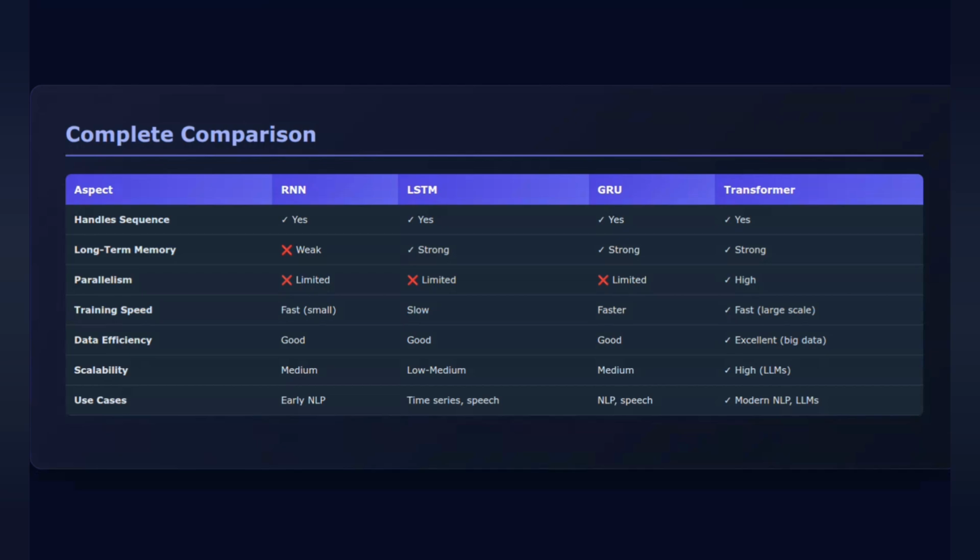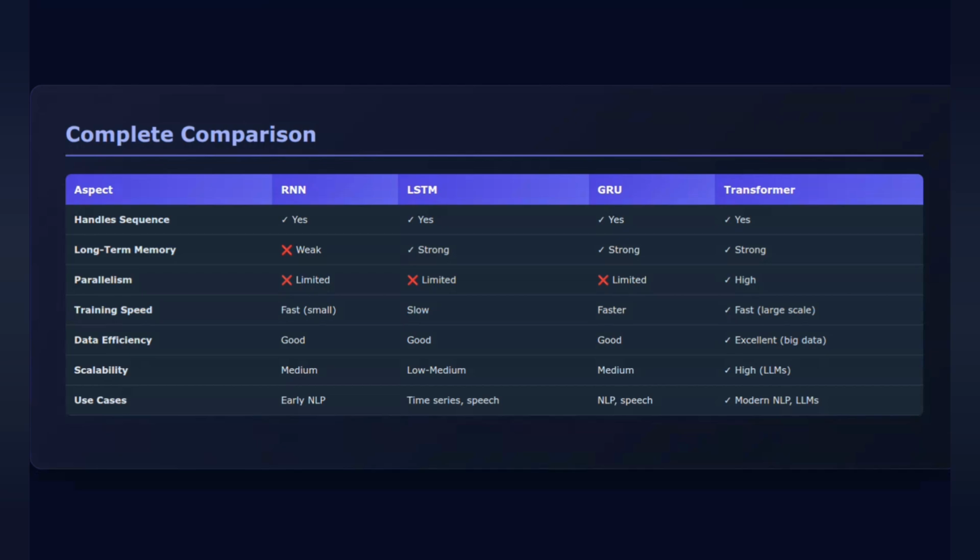All 4 can handle sequences. That's their core purpose. But long-term memory. RNNs fail here. LSTMs, GRUs, and transformers all succeed, but in different ways. Here's a crucial difference. Parallelism. RNNs, LSTMs, and GRUs must process sequentially. Transformers can process everything at once. This is huge for training speed and scalability.